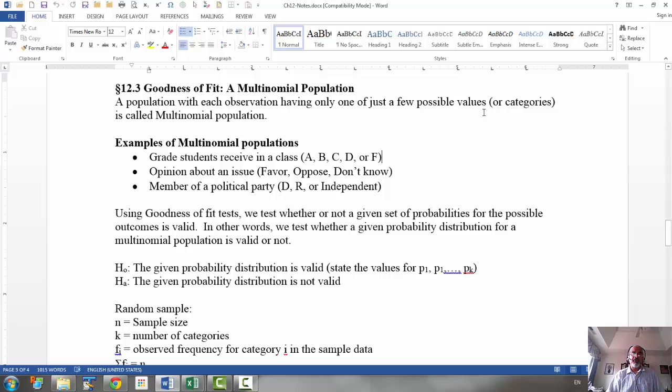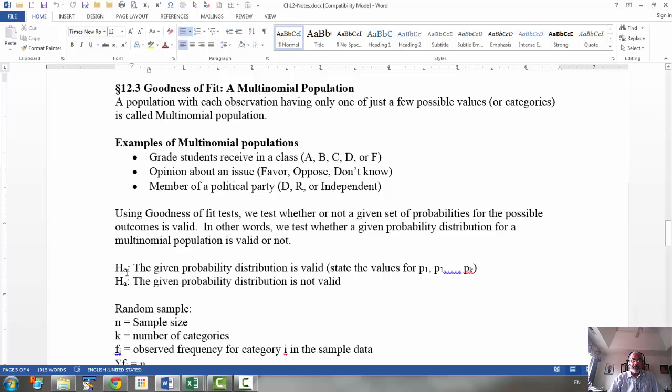Okay. So member of a political party is again another example where you have Democrat, Republican, or Independent. You can even divide the independents into more categories if you like, and you assign probabilities for each of them, or you want to test whether those probabilities are true.